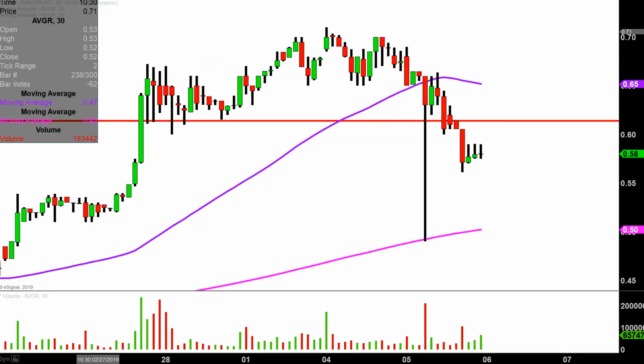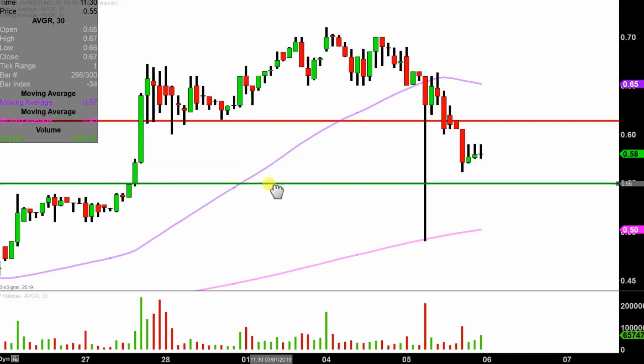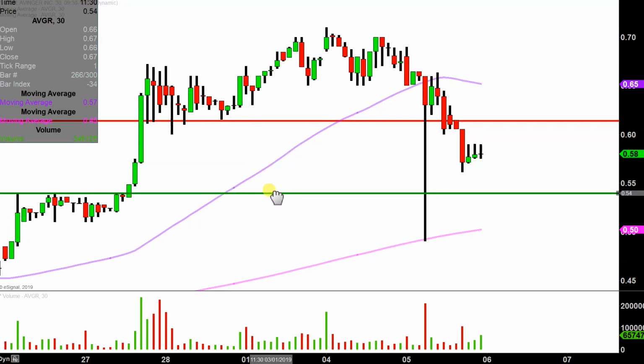What about levels of support? Next overarching level of support would be this previous breakout point, which sits down here at right around 54 cents. And if 54 cents does not hold, next key level after that would be the pink line down here, which is the very famous 200 period simple moving average. Even if you have a very basic understanding of charts, I'm sure you've heard of the 200 period before. And on my chart, that is what the pink line is representing.